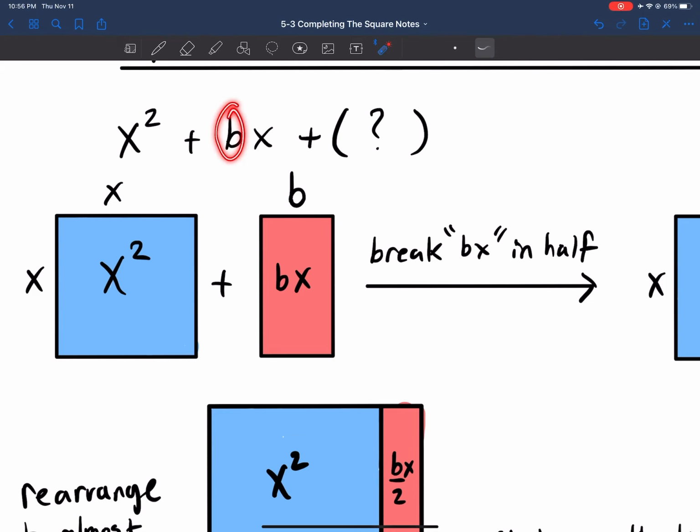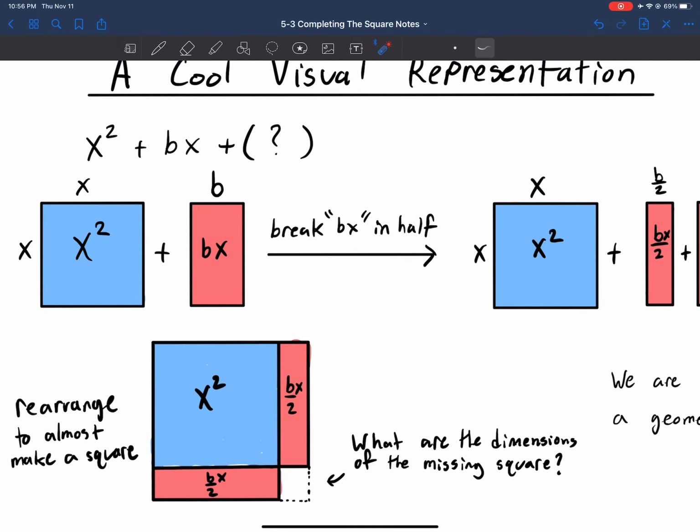You take your middle term and say b times x is a rectangle made out of side length b times side length x. And x squared, like the name suggests, is a square of area x squared with side length x and x. So notice the square has side length x. This rectangle also has side length x, so they fit. But the rectangle has one side length b, because b times x is bx, length times width.